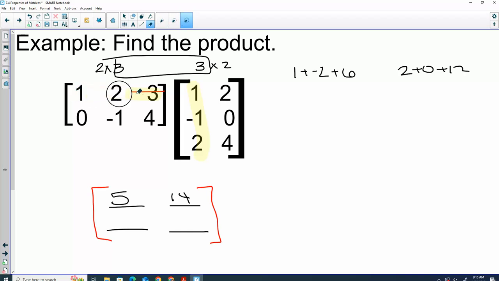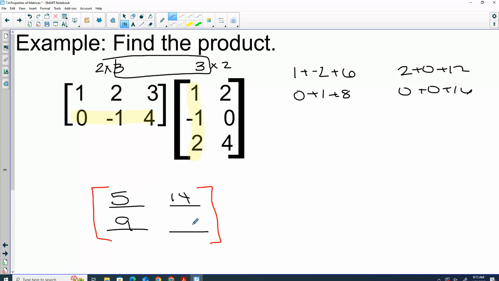Then we do the second row. Second row, first column, 0 plus 1 plus 8 is 9. Second row, second column, 0 plus 0 plus 16 is 16.